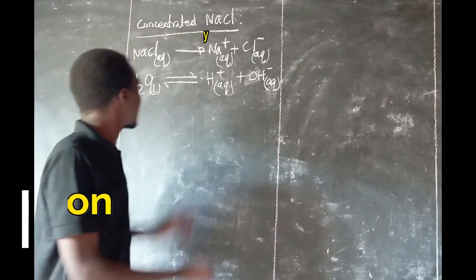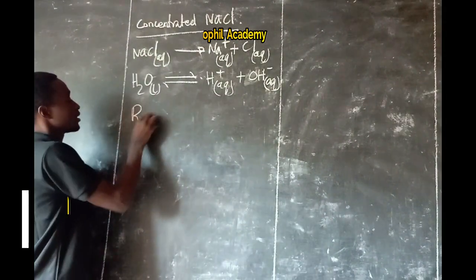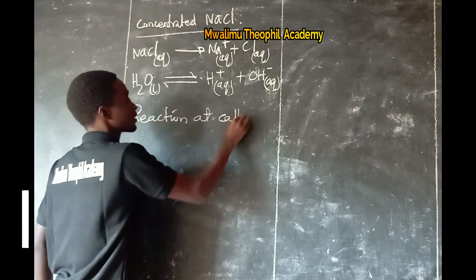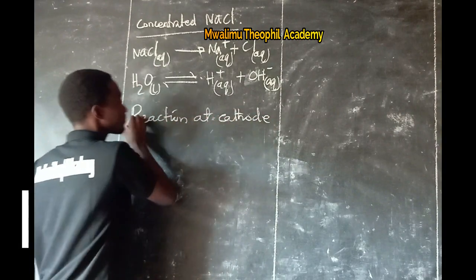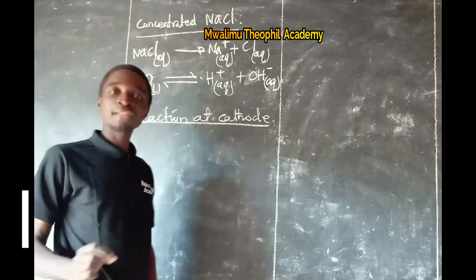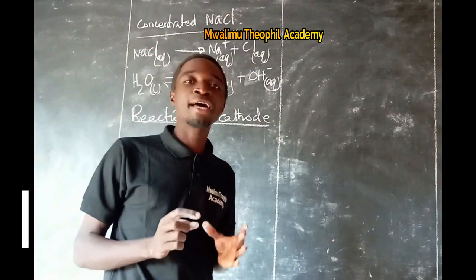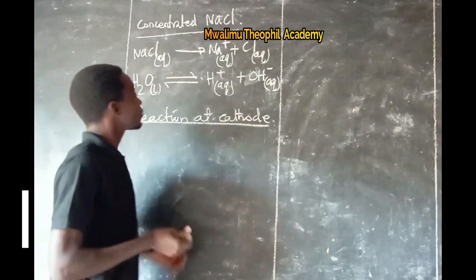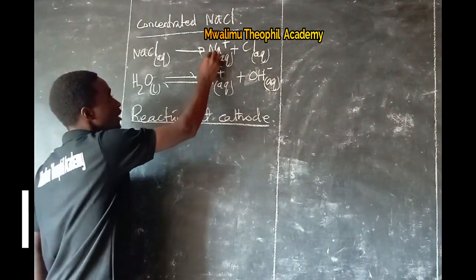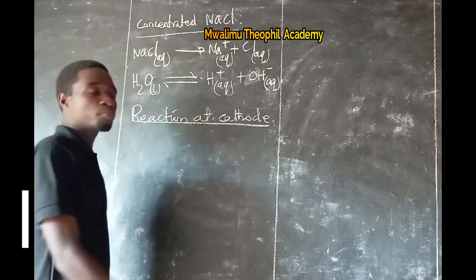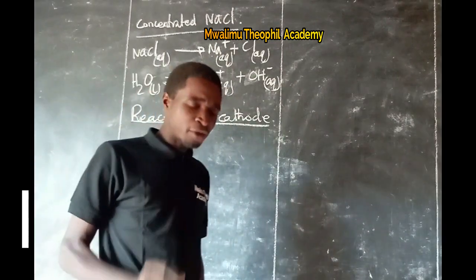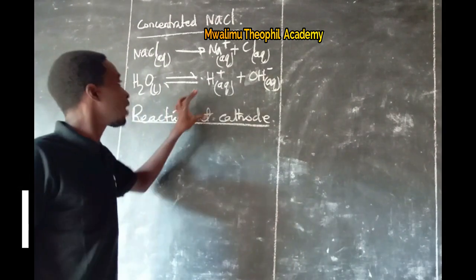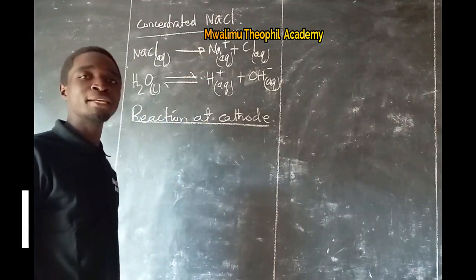But let us see the reaction at cathode and anode. Let us start with the cathode. Reaction at cathode. We know that the positive ions, I mean cations, migrate towards the cathode. The cations to migrate towards the cathode here are sodium ion and hydrogen proton. Now, which one of the two will be discharged?